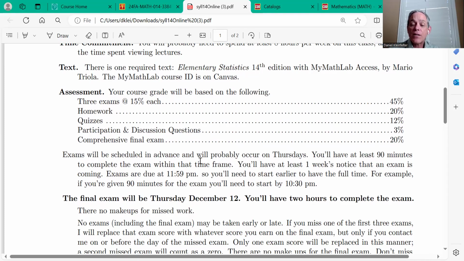Okay, exams will be scheduled in advance, and I plan to have them occur on Thursdays. There may be some times where they don't, but I will let you know. You'll have at least 90 minutes to complete the exam on that day. I may make it longer than 90 minutes, but it will be at least 90 minutes. You'll have a week's notice that the test is coming.